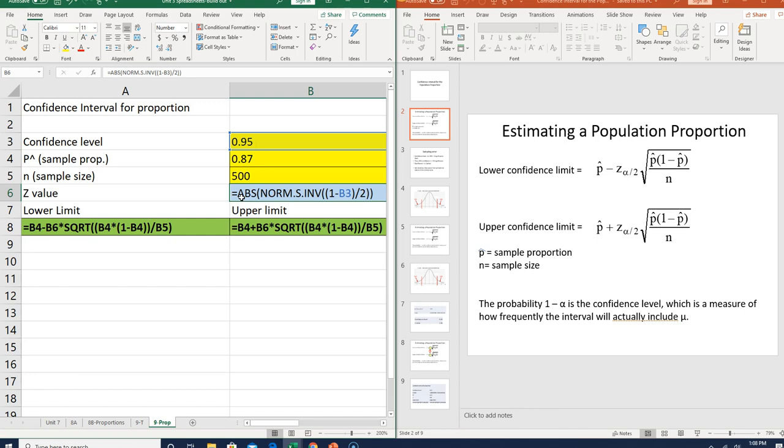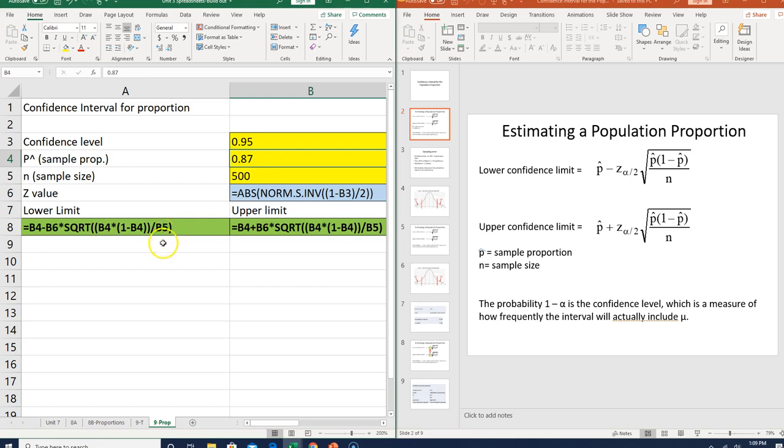Okay. So the next thing I need to do is just build my lower limit and my upper limit. It's the same formula. The only difference is the lower limit, you're taking your sample proportion and you're subtracting all this stuff to the right. And the upper limit, you're adding it. So I'm going to take B4, which is my sample proportion, minus, and look, I'm looking back over here, okay? And I'm going to take the z-value, right? That's in B6, times the square root. And again, I'm just going to do the square root of the sample proportion times 1 minus the sample proportion divided by the sample size.